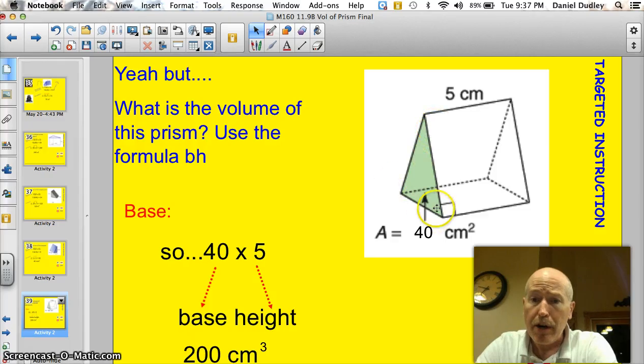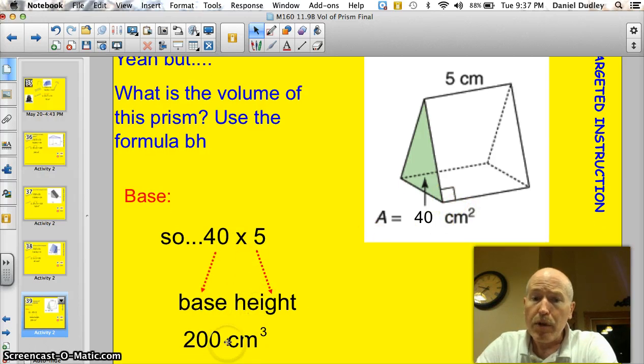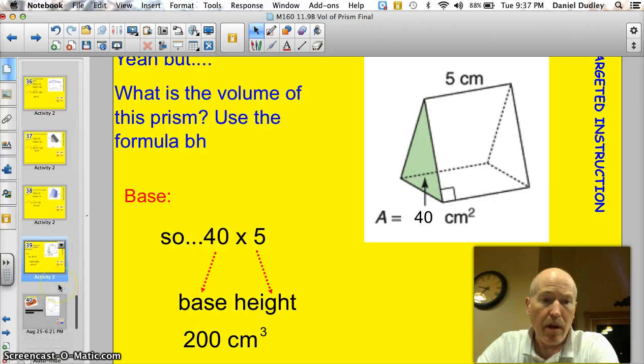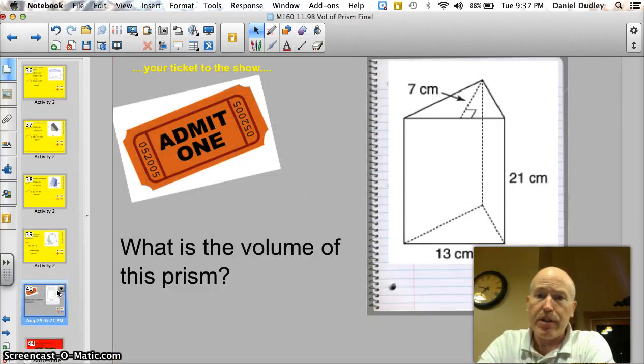So here's the shaded area, and they said A is 40. So there's the base of my triangle is 40 centimeters squared. Multiply it by the height, 40 times 5. I have 200 centimeters cubed. Okay? Nice work tonight. All right. Here's your ticket to the show. Go ahead and complete that. I'll collect that on the way into class tomorrow or advisory.